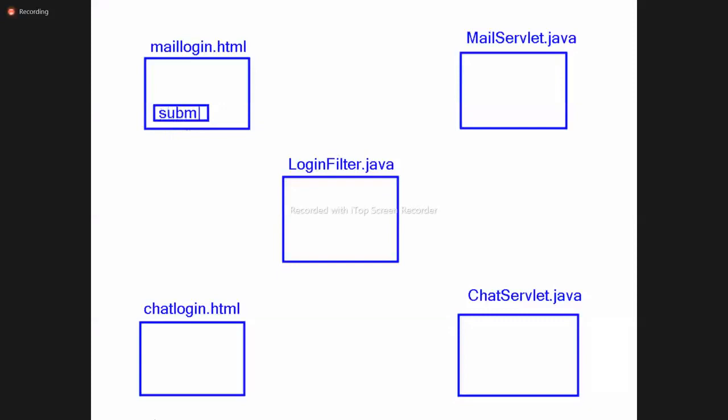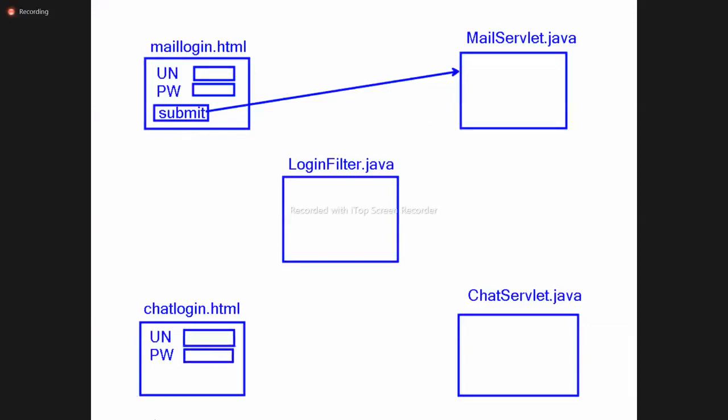Whenever the submit button is clicked here, this servlet URL pattern will be used. Here you will enter username and password and click on the submit button, then control comes here. Here also username, password, and a submit button. If you click on this submit button, this is executed.